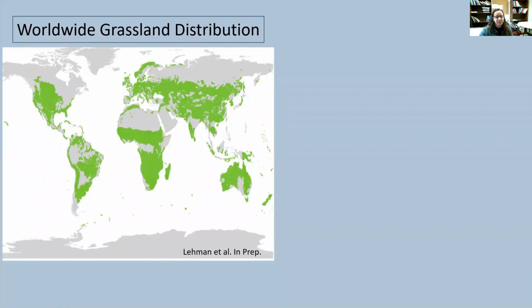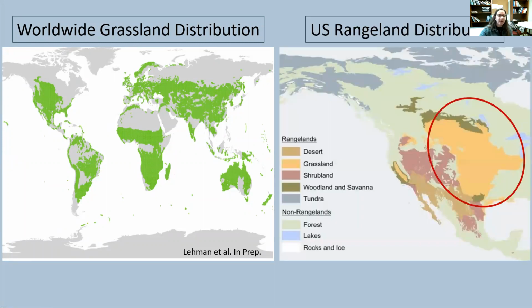Grasslands are ecosystems with continuous grass cover, and they constitute nearly 40% of the surface of the earth, which you can see outlined here in green in this map. Further, rangelands are areas of land that we use to graze our livestock, and they cover nearly 36% of the United States alone. And much of this distribution overlaps with our grasslands, which you can see circled in red here in this picture. Rangelands are highly important ecosystems.